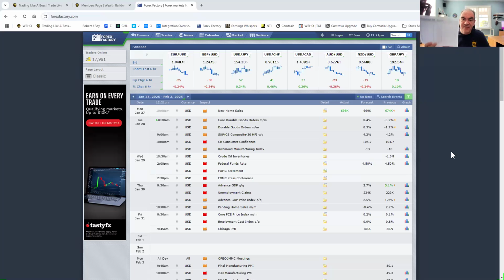And for me, this is my lifeblood. This sheet is my lifeblood. I've got my bias, my rank, my targets, bullish and bearish. I've got my earnings on there, right? A place for my earnings. I've got a place for my notes to go in there.